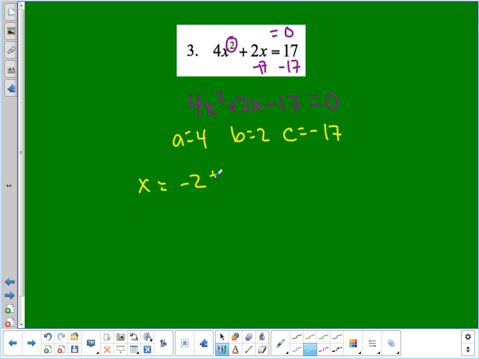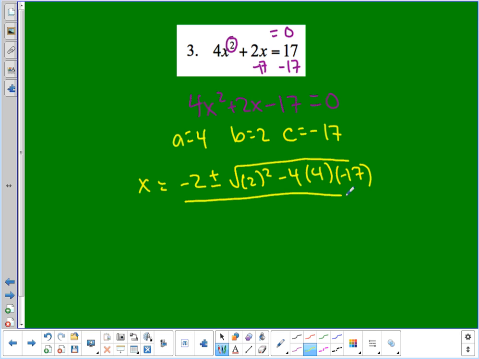Opposite of b, negative 2, plus or minus the square root of b squared, that's 2 squared, minus 4 times negative 17, all over 2 times 4. Simplify underneath the radical first. So 2 squared is 4. And then I know I have a negative times a negative, which is positive, which is why I wrote that plus sign in. So negative times negative gives me a plus. Then I have 4 times 17, which is 272.